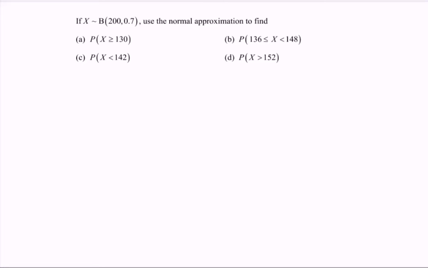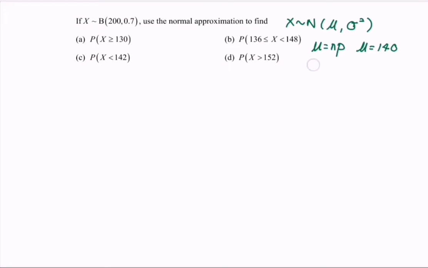So number one, we have to convert the title where x is normally distributed with mu, which is the mean, and sigma squared, which is the variance. In order to obtain the mu, or the mean, we have mu equals np. So mu equals 200 multiplied by 0.7, which gives 140.